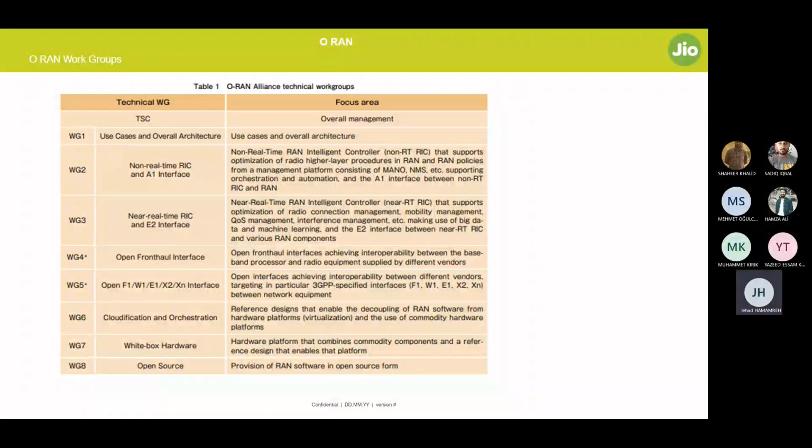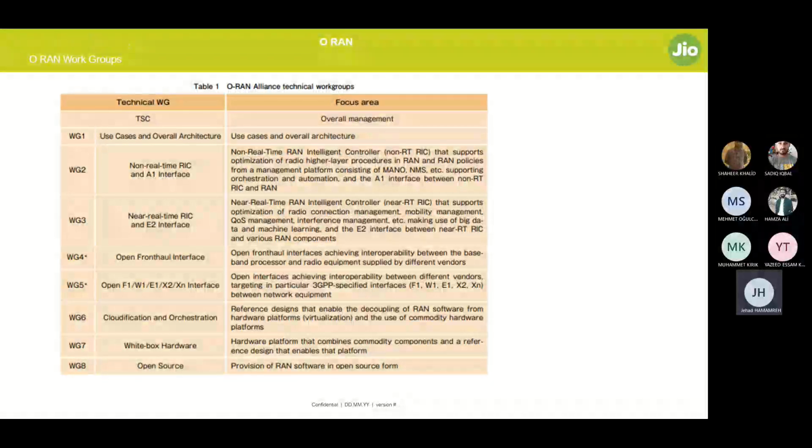We have work group number 2, which is responsible for defining the RIC and the A1 interface, and work group 3 responsible for the RIC with the E2 interface. Work group 4 handles the open fronthaul interface, which is between the open radio unit and the open distributed unit. Work group 5 is responsible for the issues related to the interfaces F1, W1, E1, X2, XN.